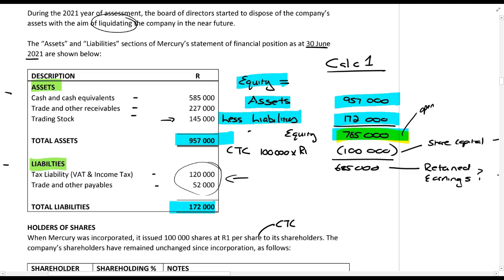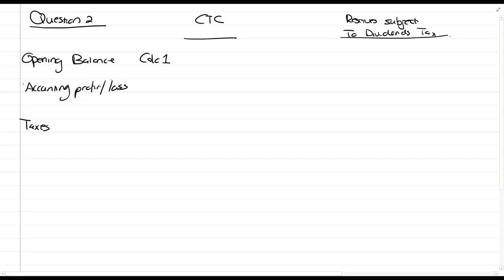So that's all of your equity, capital, retained earnings, all of those things. The contributed tax capital is 100,000 shares at 1 rand per share. It's 100,000 rands. So 685,000 is the other earnings. So the opening balance here will be 100,000 for contributed tax capital and 685,000, so in total the 785, as you can see. Now, let's do our accounting profit or loss.